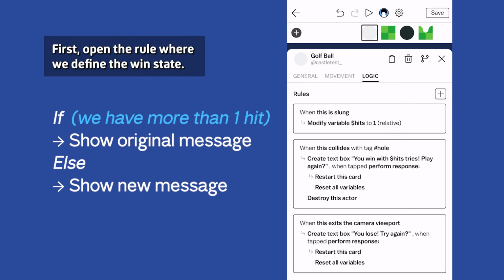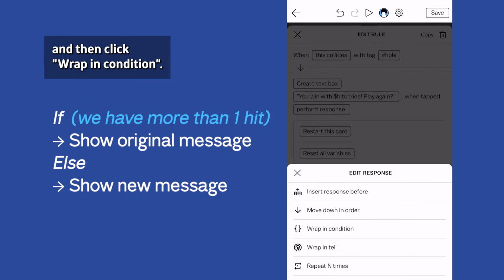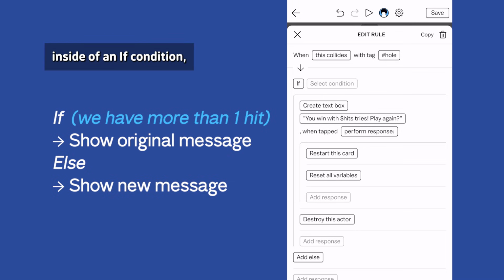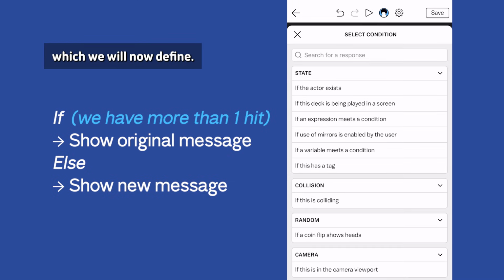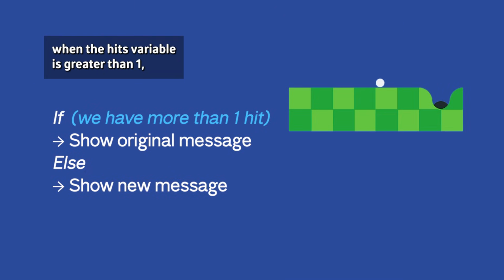First, open the rule where we define the win state. Then, tap on the response where we create our text box, and then click Wrap in Condition. Basically, we're moving that text box response inside of an if condition, which we will now define. We want this message to only show up when the hits variable is greater than 1.